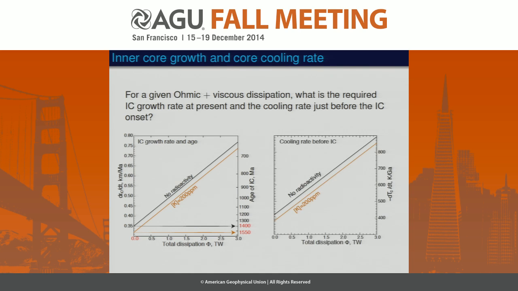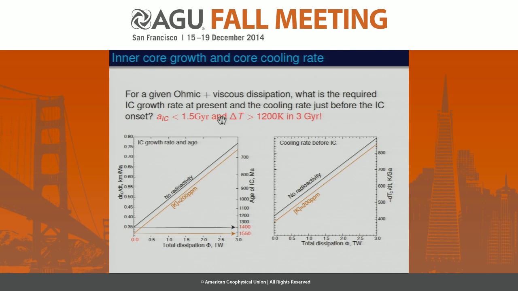So that's for the present time. If you go back to the time before the core started to crystallize, you can do the same kind of exercise, but predict what is the necessary cooling rate of the core to maintain the same dissipation. And here again, if you take the minimum value, that would be 0, you get 400 Kelvin per gigayear, which is quite a large amount of cooling.